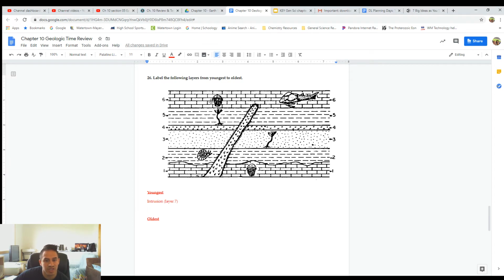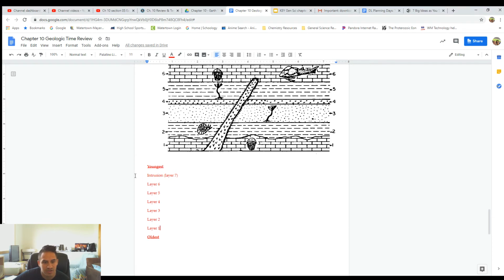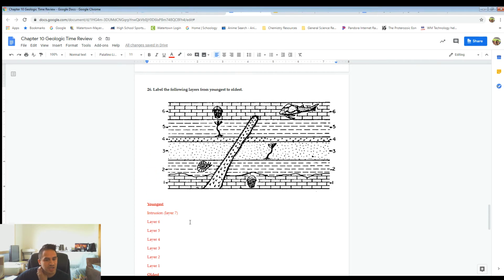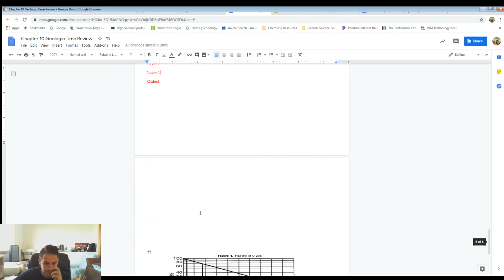And then after the intrusion, then we have layer 6. Then comes layer 5. Then layer 4. Then layer 3, layer 2, and layer 1. Okay, so the oldest layer is layer 1 at the bottom. Then layer 2 is second oldest after that. Then layer 3, then layer 4, then layer 5, then layer 6. And then this intrusion here is going to be the youngest because it cuts across everything, including into layer 6. Okay, so youngest is intrusion, and then all the layers down to the oldest. Something like that. Okay, law of superposition and the law of cross-cutting for that one.